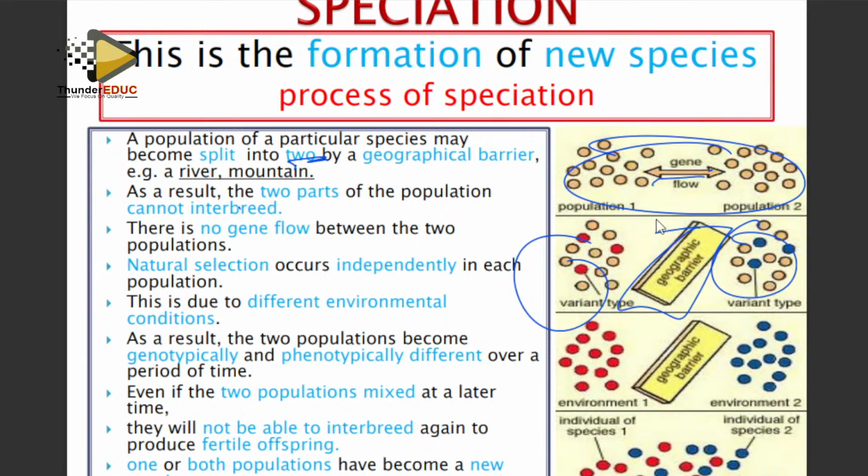Then they are saying that there is no gene flow between them now. They experience different environmental conditions. Therefore, natural selection occurs differently. If natural selection occurs differently, they become genotypically and phenotypically different. Even if you remove the barrier, that is the river or mountain or lake or whatever, it could be a box or it could be a road, depending on which type of organisms those are. Even if you remove the river and you let them mix, they cannot interbreed to produce fertile offspring. Therefore, they have become new species.